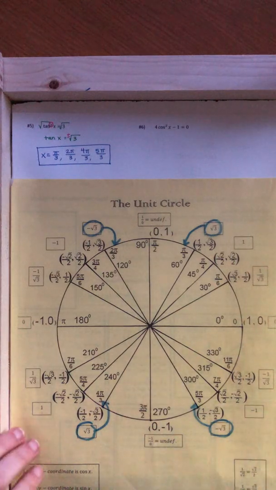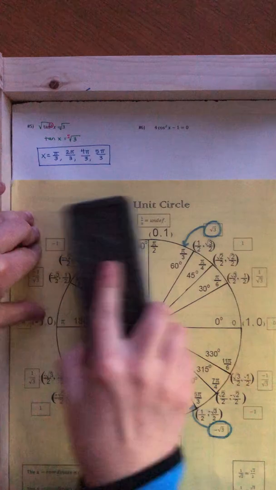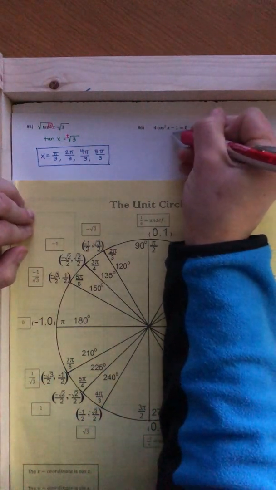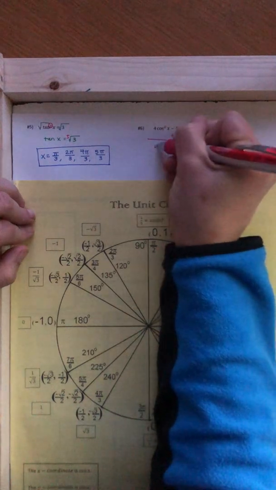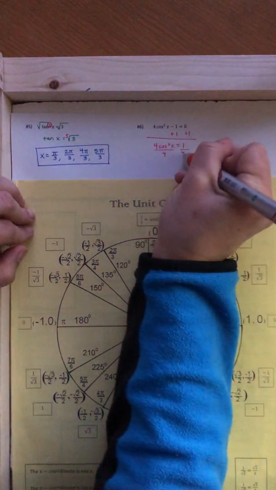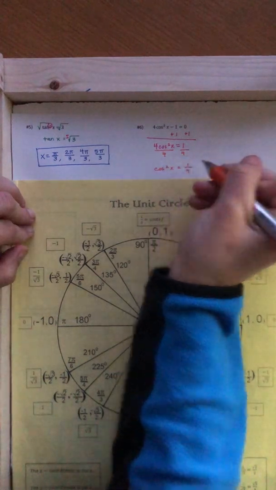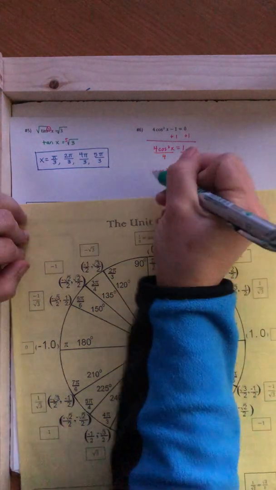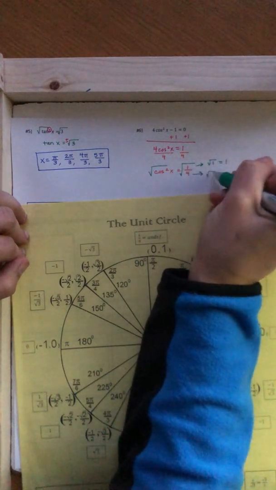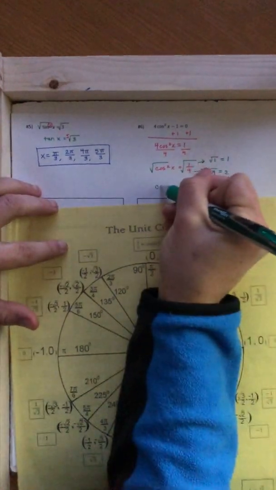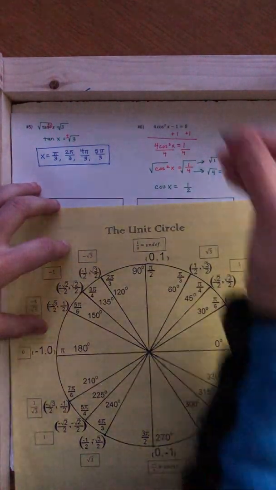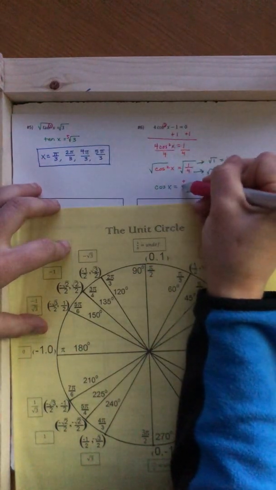Now for the next one, we need to get the cosine by itself. So I'm going to be adding 1 to both sides. Then I need to divide by 4. Now I need to get rid of that square, so I'm going to square root both sides. So I need to square root 1, which is 1, and then I'm going to square root 4, which is 2. So cosine x equals 1 over 2. But don't forget that since we had this little square, my answer needs to be a positive or negative.